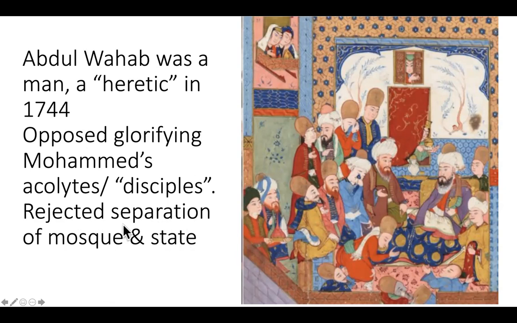And so who was separating mosque and state in those days? The Ottomans. They had a caliphate, but they also had a military and a governmental structure. And whether he really opposed it, being anti-Ottoman, or whether he truly believed that there shouldn't be any separation of mosque and state, he rebelled, and he was declared a heretic by the Ottomans, of course.